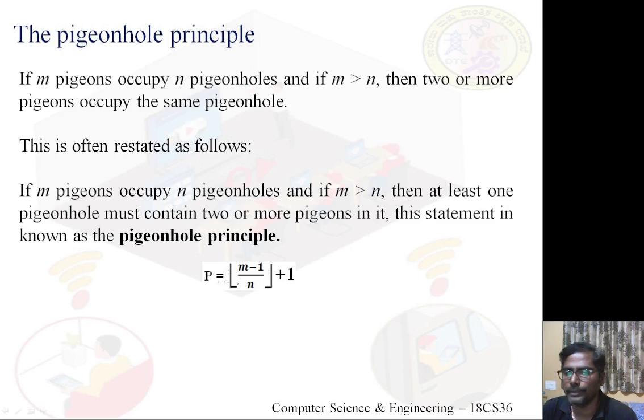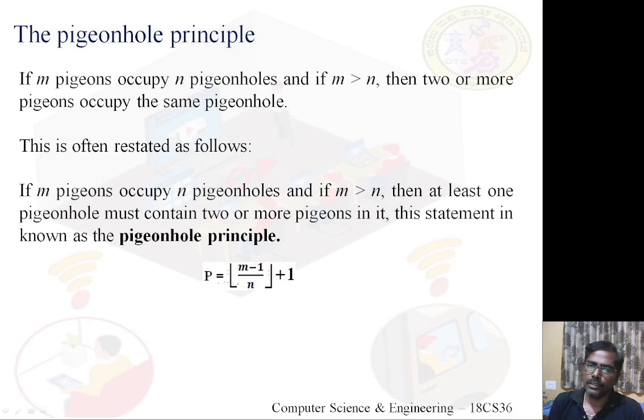That is P. Let me tell you, if m is the number of pigeons greater than the number of pigeonholes n, then the value of P from this formula is nothing but the minimum number of pigeons that we can find in any of the pigeonholes.